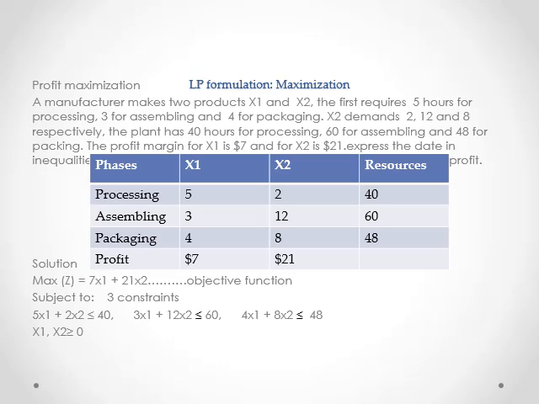The production of X1 requires 5 hours for processing, 3 for assembling, and 4 for packing, while X2 demands 2 for processing, 12 for assembling, and 8 for packing.